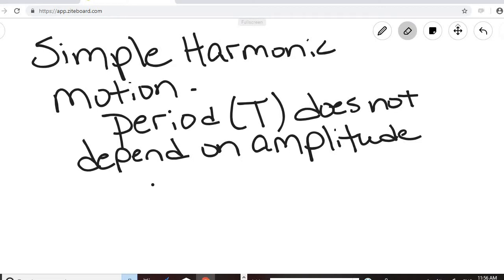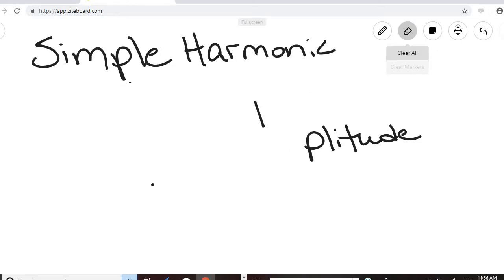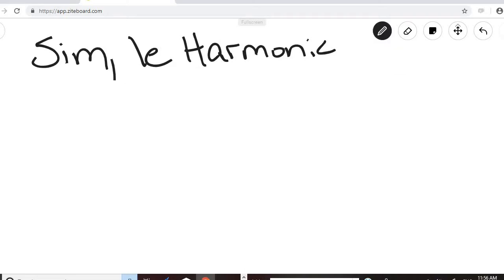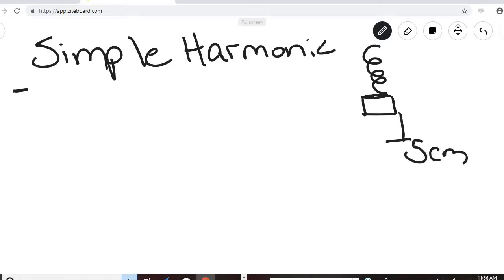Well, how can that be? How it can be relates to how the movement relates to the movement of the weight as it goes through its motion. So when you pull that mass down, say let's just say I'm going to pull it down 5 centimeters. When I pull it down, it's going to start at a velocity of 0, right?